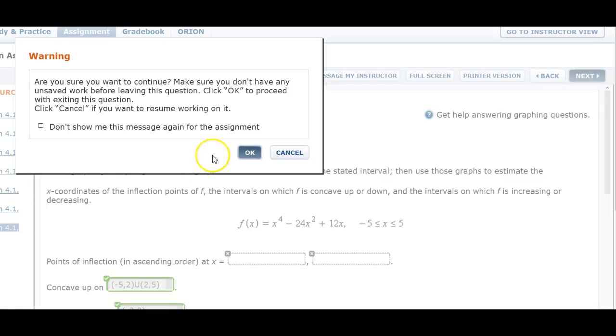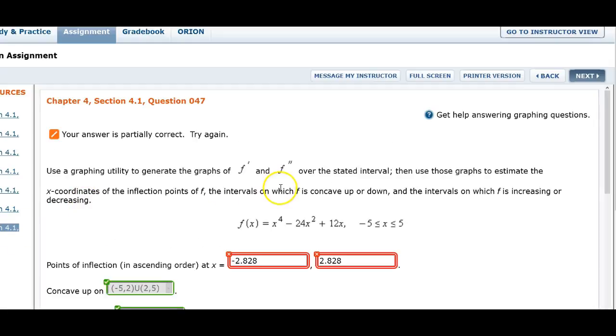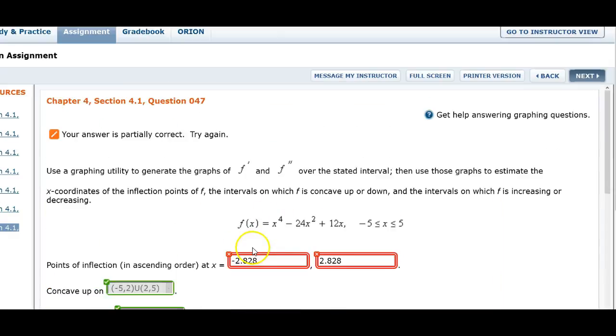So if you go to review your score, I've given everyone 2 points for this. The graph is really finicky, and that's something I want to go over in this video. Now I submitted some things just to see what will work out. And the problem wants you to do this using a graphing utility.